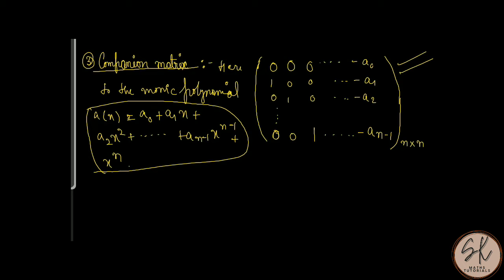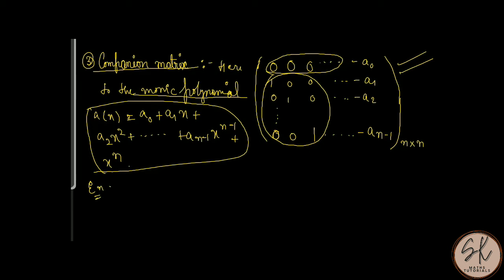Here in the last column we will write minus of a0, a1, a2 up to an minus 1, and the first row before this will contain 0, and the rest of it is the identity matrix. Okay, so this is the rule for writing the companion matrix for such type of polynomial, that is a monic polynomial. Here monic polynomial means the polynomial should be of one variable and the coefficient of the highest degree, that is the highest power of that variable, should be 1.